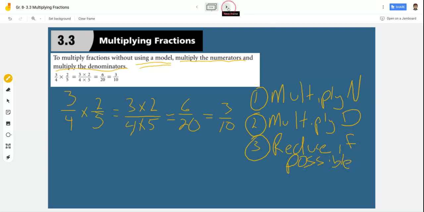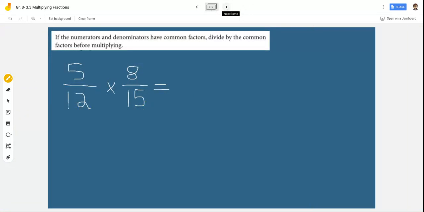However, there are certain steps that we can take to make this simpler. For example, in this case here, in the top white bar, it says if the numerators and denominators have common factors, we can divide by the common factors before we multiply the numerators. So what that means is that we have 5 multiplied by 8. We put the large fraction bar, and we look at 12 multiplied by 15.